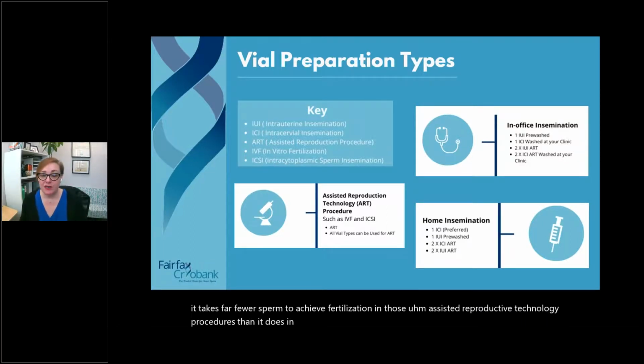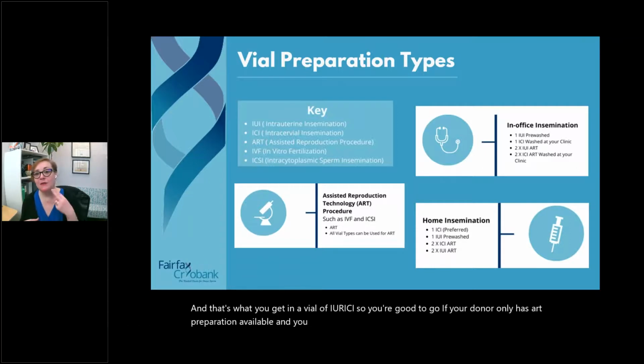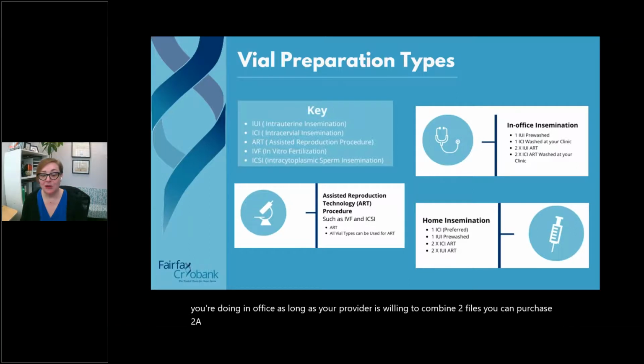For insemination, it's recommended that you have 10 million total motile sperm, and that's what you get in a vial of IUI or ICI, so you're good to go. If your donor only has ART preparation available and you want to do a home insemination, I'd recommend 2 ART vials. If you're doing it in an office, as long as your provider is willing to combine 2 vials, you can purchase 2 of the ART prep type for the in-office as well.